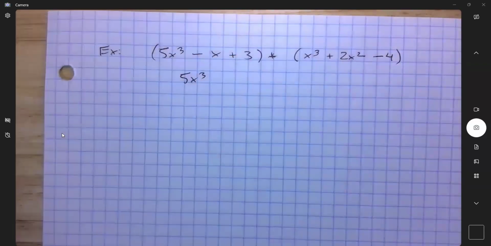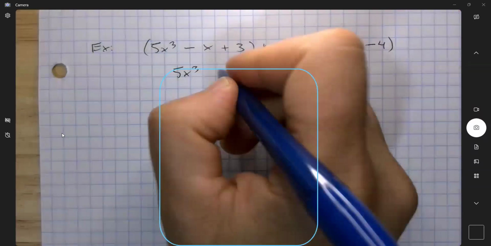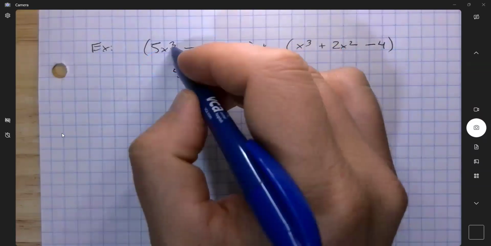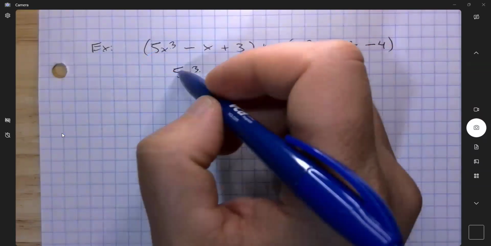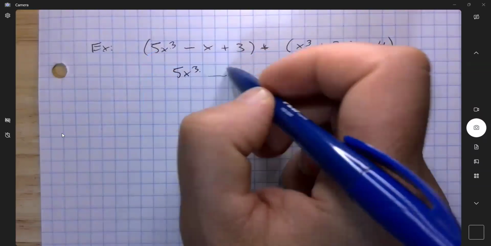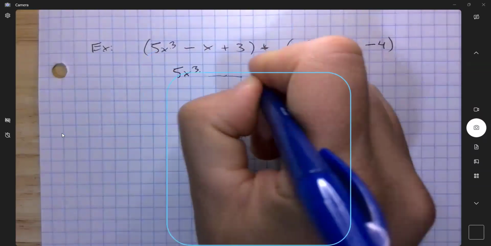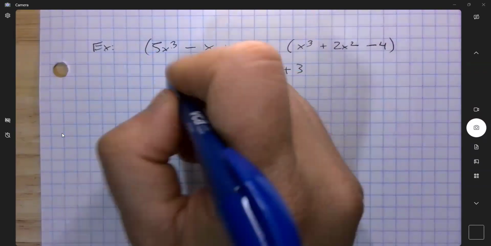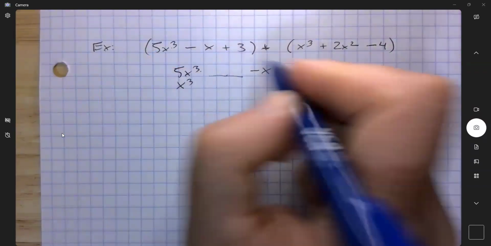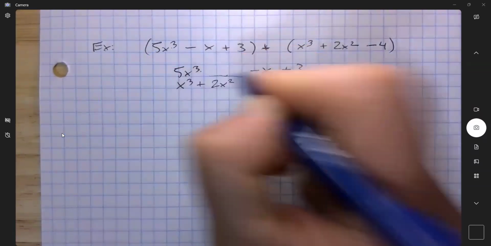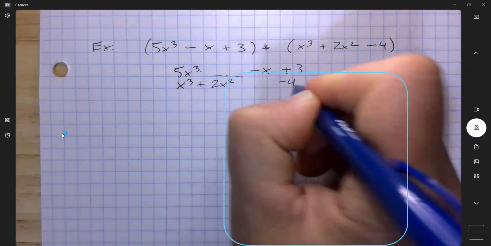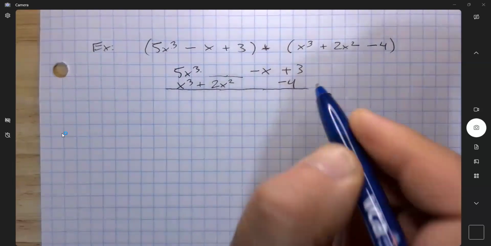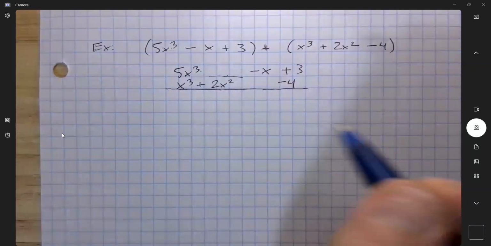And in order to keep track of that, I still recommend you do it vertically. Just leave a space for every power smaller than the degree. So if I have a 5x cubed, I'm going to leave a space for my x squared, and then my minus x and my plus 3. And that allows me to stack each of the like terms vertically. And if I'm missing a term, I just don't put it in there, and then it doesn't contribute anything to the addition.